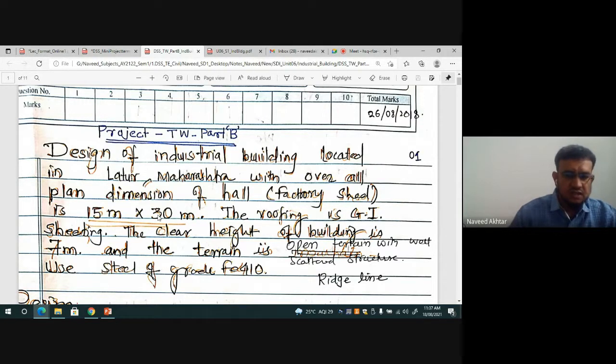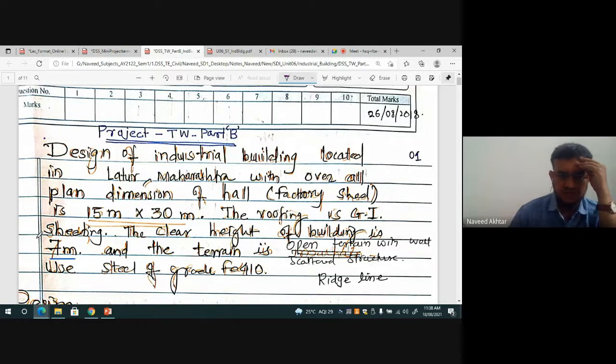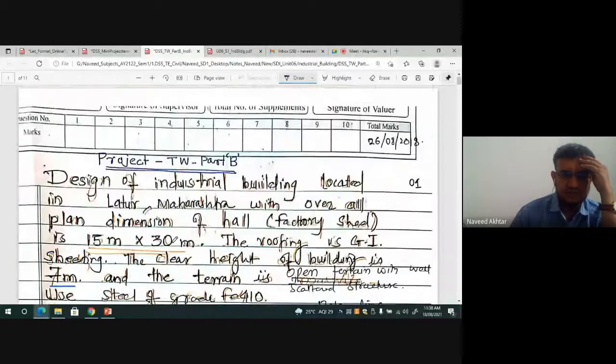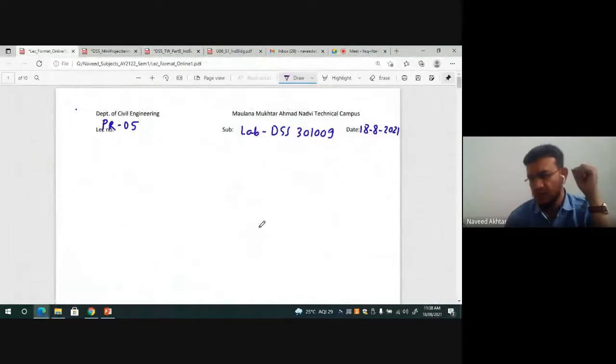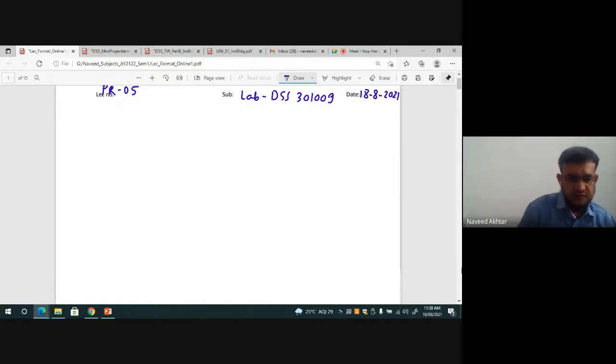It's given the shed area, and the roofing is GI sheeting, and the clear height of building is given as 7 meter. The terrain is open terrain with well scattered structures, and use steel of grade 410. So you have been given this data, which I can write down. Okay, then start with the design of industrial building.